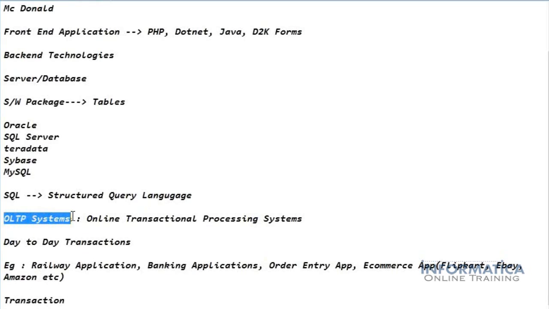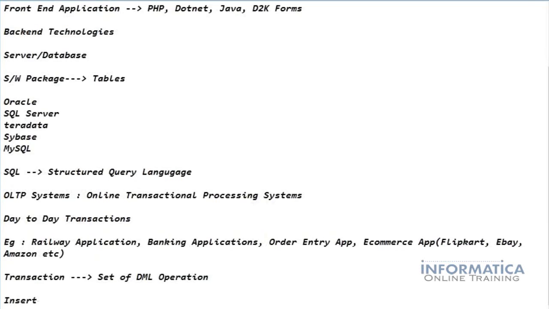You go to a bank, you debit some amount or you credit some amount. That is nothing but a transaction, and that system is an OLTP system. All the operational transactions of these OLTP systems are stored in the OLTP database. A transaction is a set of DML operations.